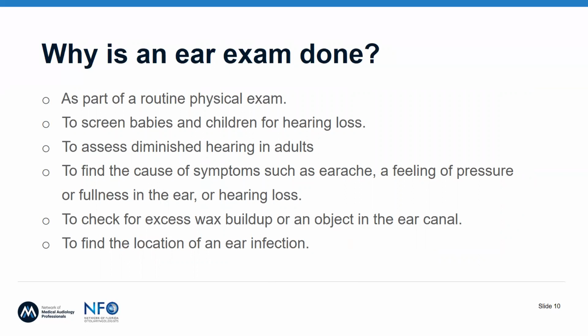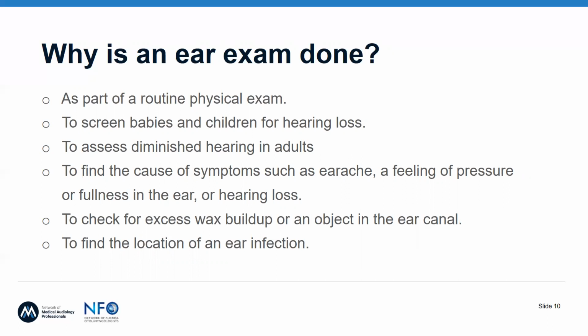The routine ear examination is performed on new patients, even if they're not complaining of ear problems, and often will result in the diagnosis of cerumen or other benign conditions that should be noted in the chart and may need treatment even if it's not the patient's primary concern.